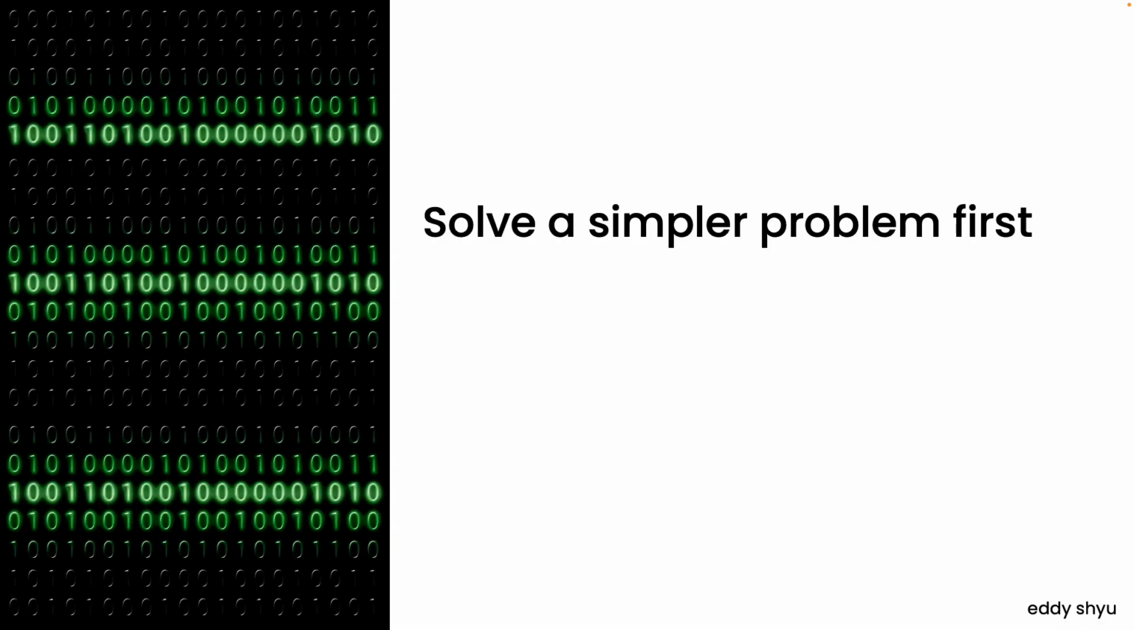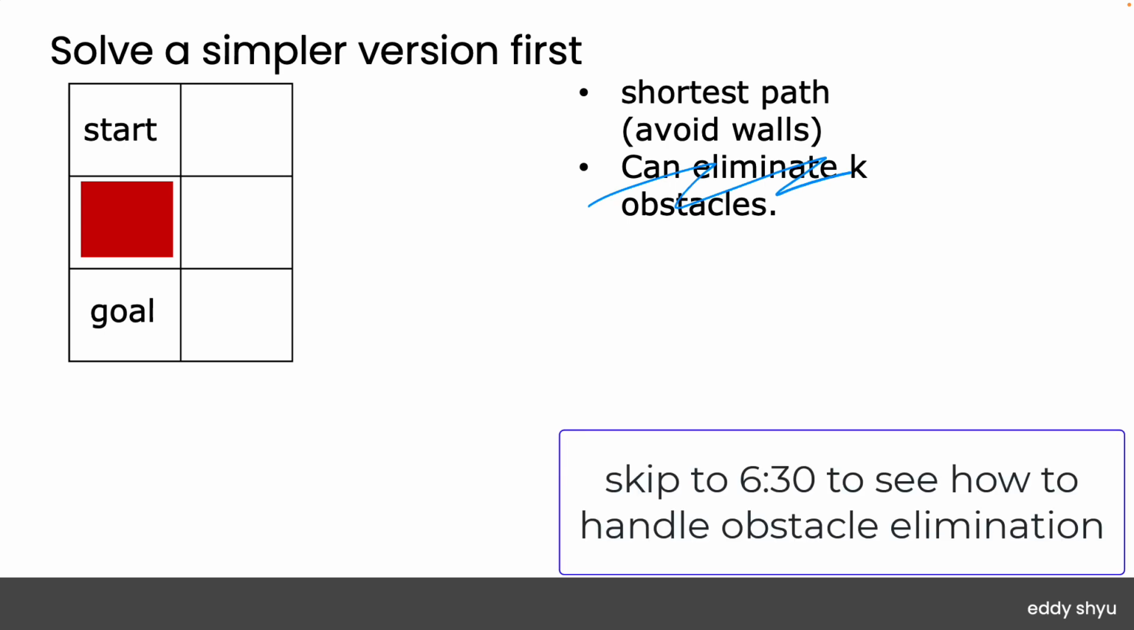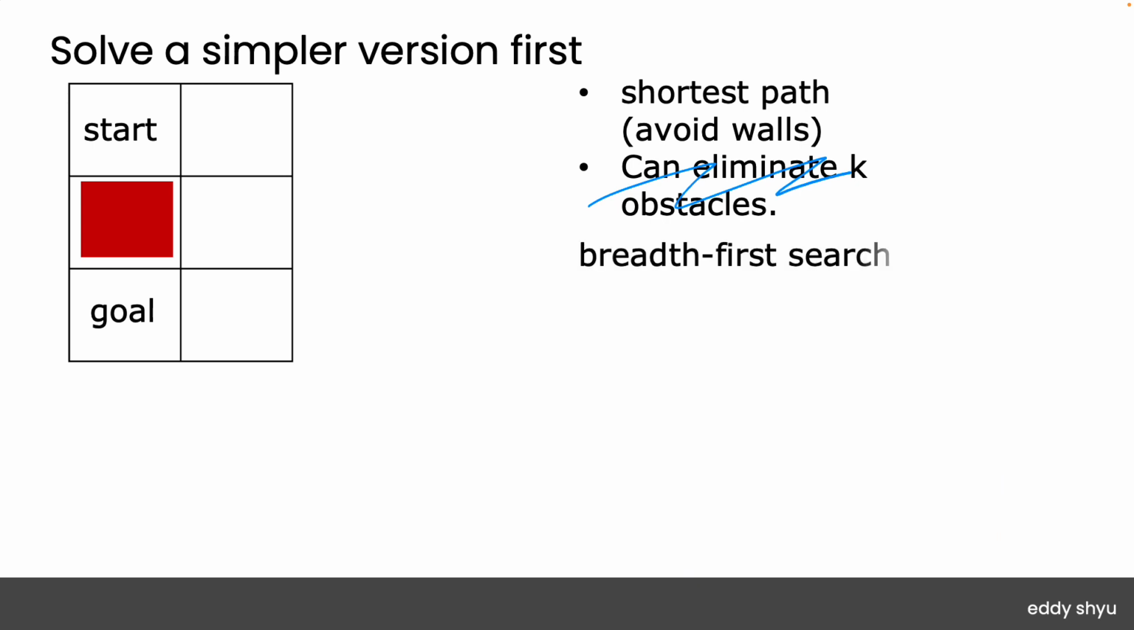Alright, so let's first solve a simpler problem before we get into figuring out how we solve this full problem. So the simpler problem is just ignoring that second statement. So we just look for the shortest path while avoiding walls, and we don't think about how we can eliminate obstacles just yet. So how do we do that? And by the way, if you're familiar with shortest path, then please go ahead and skip to later on in this video where I'll show you how you do handle eliminating k obstacles. But if you'd like a refresher, then please go ahead and watch.